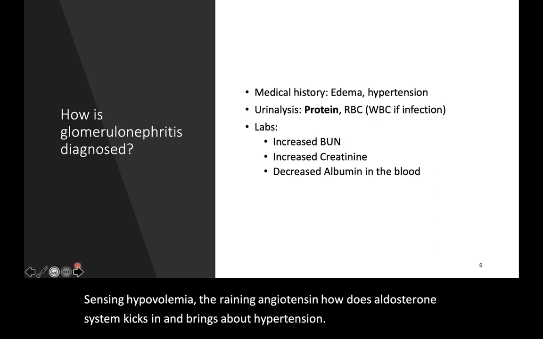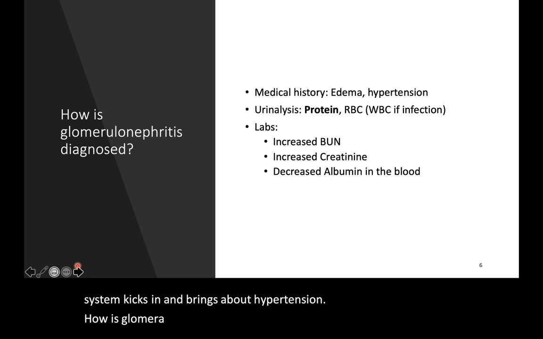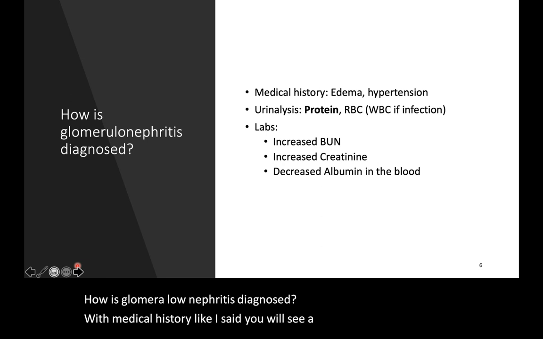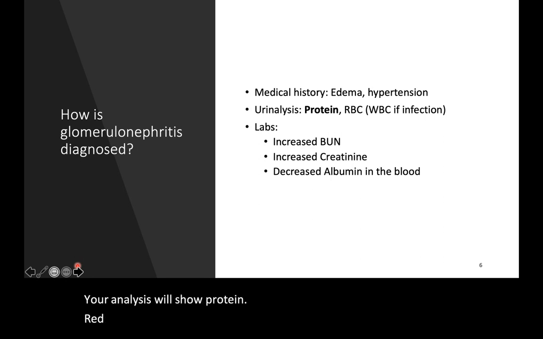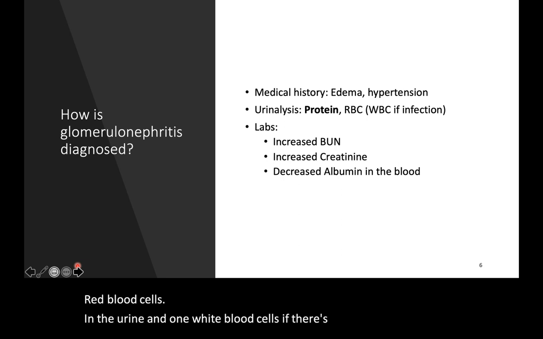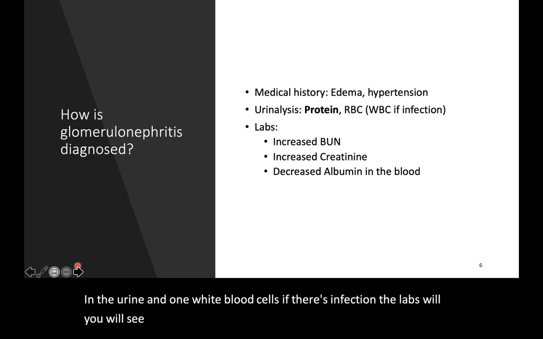How is glomerulonephritis diagnosed? With medical history, like I said, you will see edema and hypertension. Urinalysis will show protein, red blood cells in the urine, and white blood cells if there's infection. In the labs you will see increased BUN, increased creatinine, and decreased albumin in the blood.